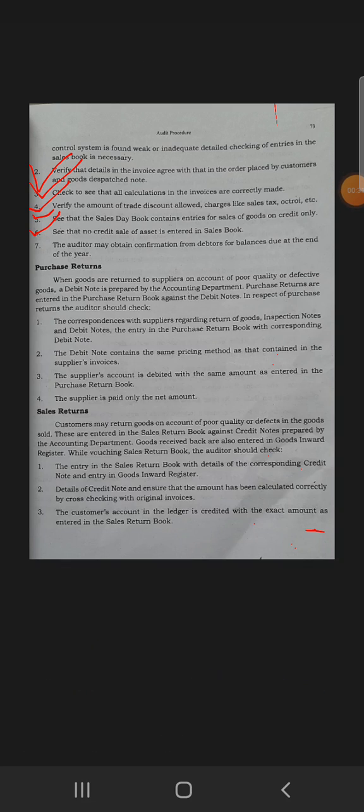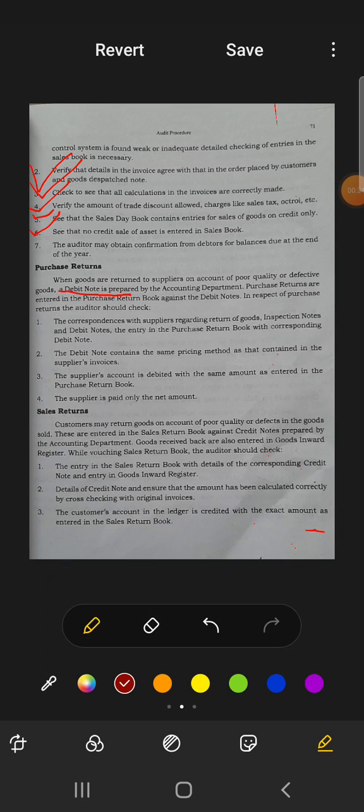In purchase return, a debit note is prepared by the accounting department. Purchase returns are entered in the purchase return book against a debit note. In respect of the purchase return, the duties of an auditor are below. Purchase return is done in the case of goods that are of low quality, poor quality or defective.